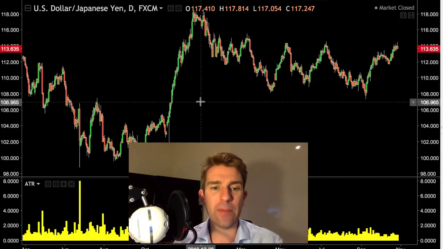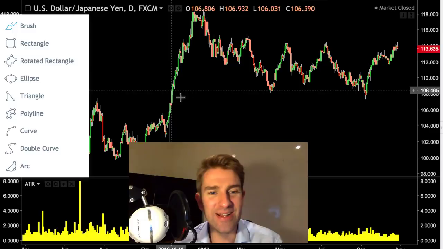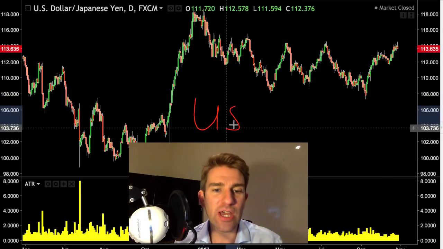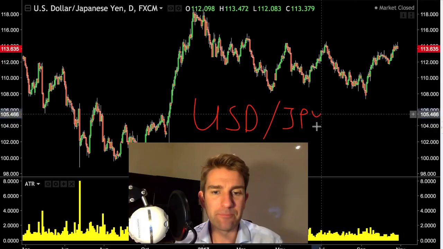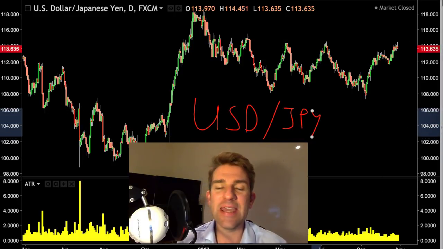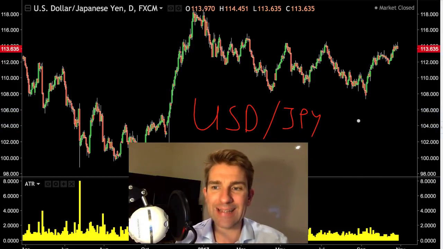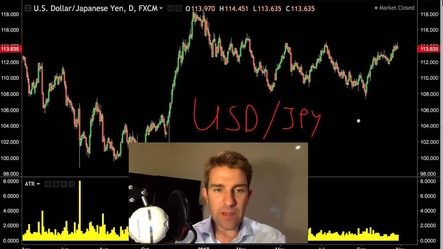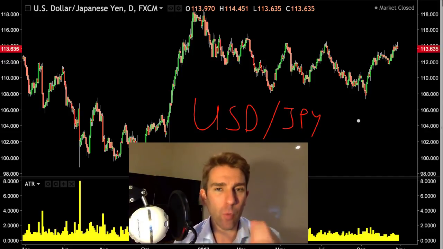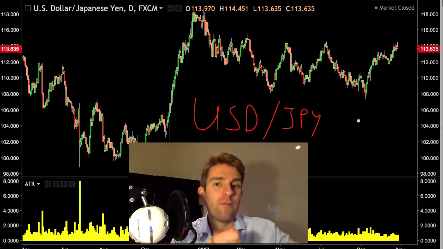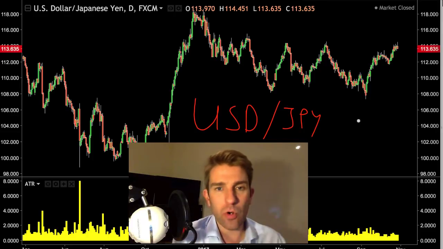Okay, US dollar Japanese yen, otherwise known as USD JPY, which stands for United States dollar against the Japanese yen. So what exactly do we have in front of our screen when we're looking at this chart? USD JPY is telling us how many Japanese yen we get for one United States dollar, or flip it on its head, how many Japanese yen is required for me to purchase one United States dollar.